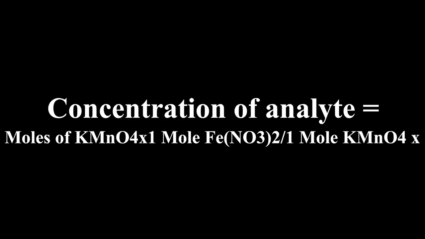After you have the total volume of titrant added, you need to obtain the volume of analyte that you had. After we have those three, we can begin to obtain the concentration of the analyte. We do this by multiplying the moles of titrant by the mole ratio and 1 over the volume of the analyte.